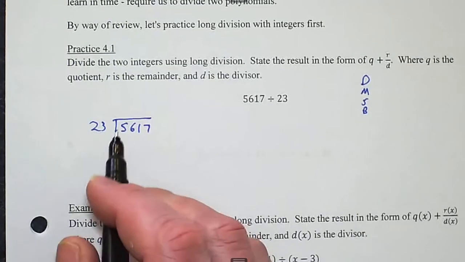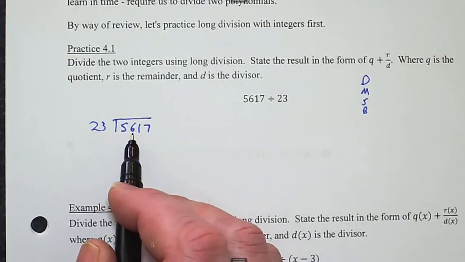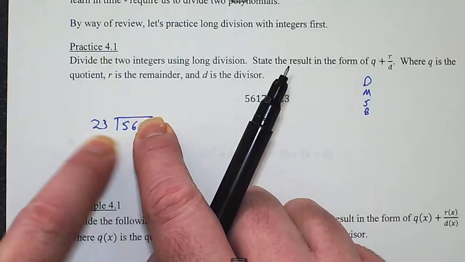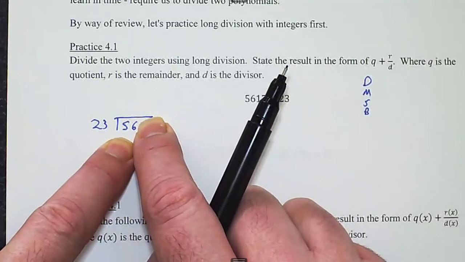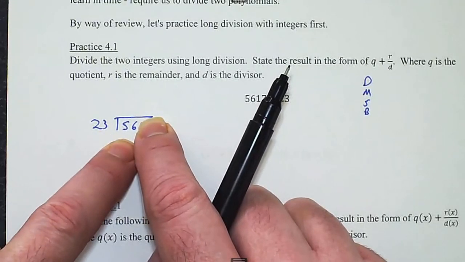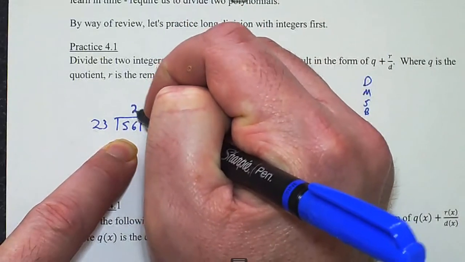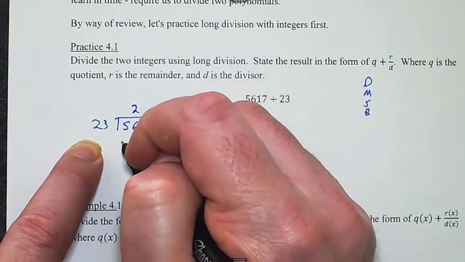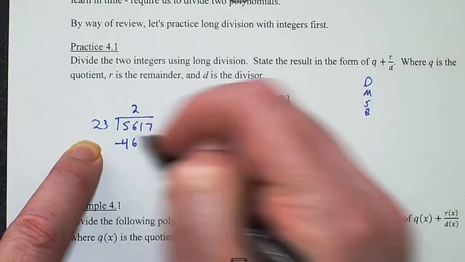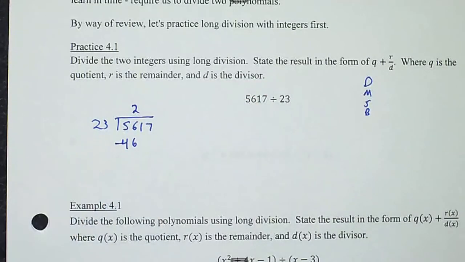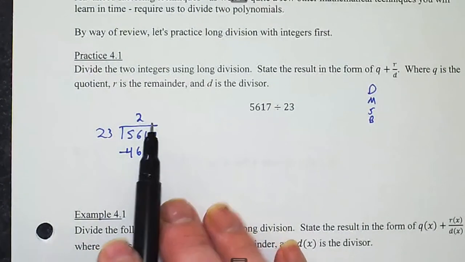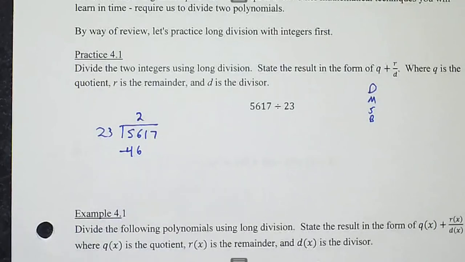All right, so 23 goes into 5,617, I don't know how many times. But typically the way we do this is we only look at the 23 and the 56. And we would say, well, look, 23 goes into 56 twice. So we'll put the 2 there. 2 times 23 is 46, and then we would subtract that. Now what we're really doing is we're saying that this is 200, and I'm really subtracting 4,600. That's why this works.